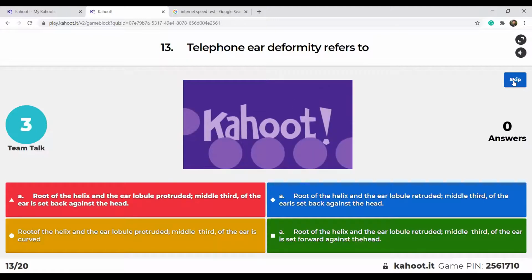Telephone deformity, ear deformity refers to: root of the helix and ear lobule protruded, middle half or third of the ear is set back against the head; root of the helix and ear lobule retruded, middle half or third of the ear is set back against the head; root of the helix and ear lobule protruded, middle half or third of the ear is set forward against the head; root of the helix and ear lobe retruded, middle half or third of the ear is set forward against the head.